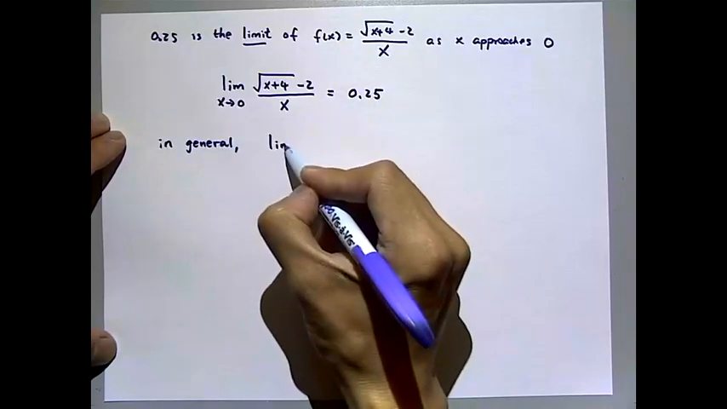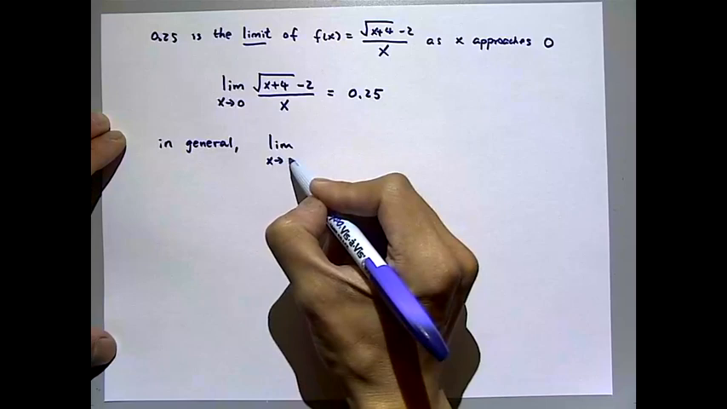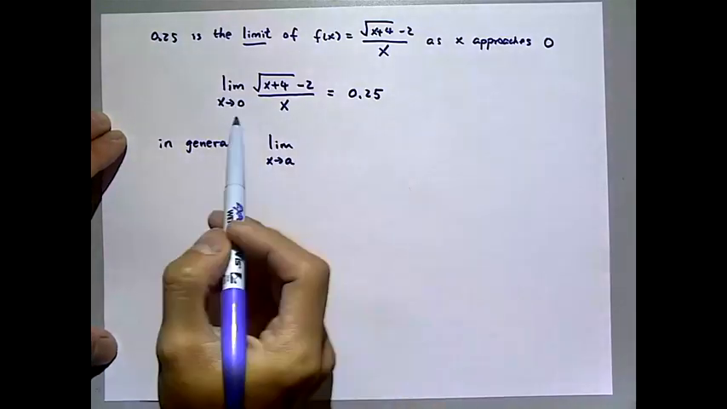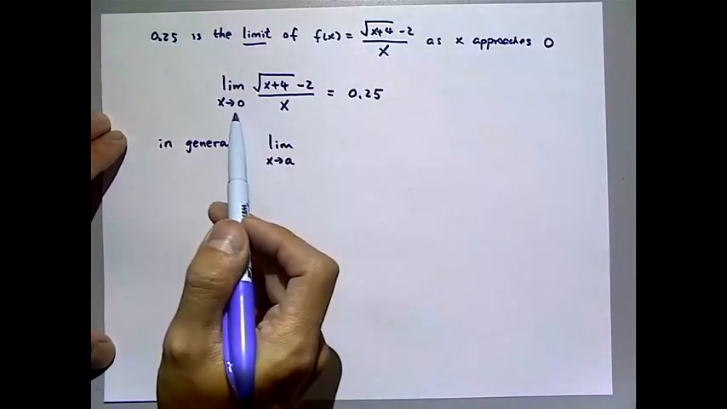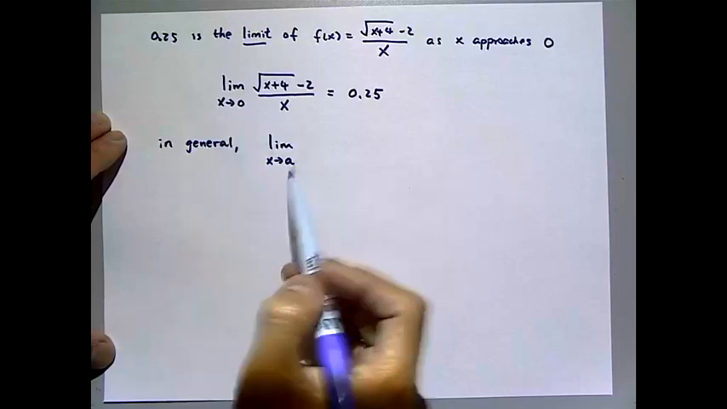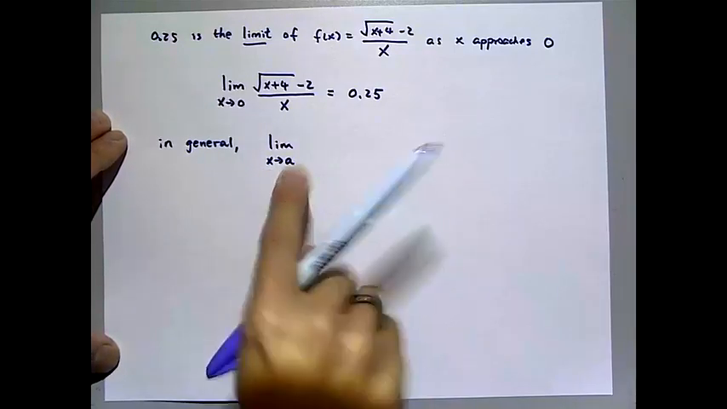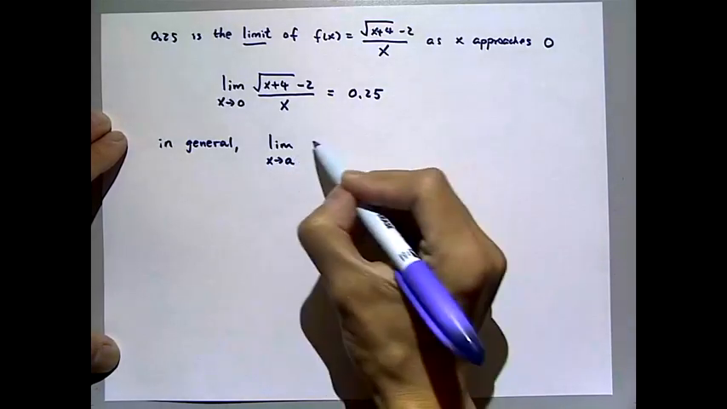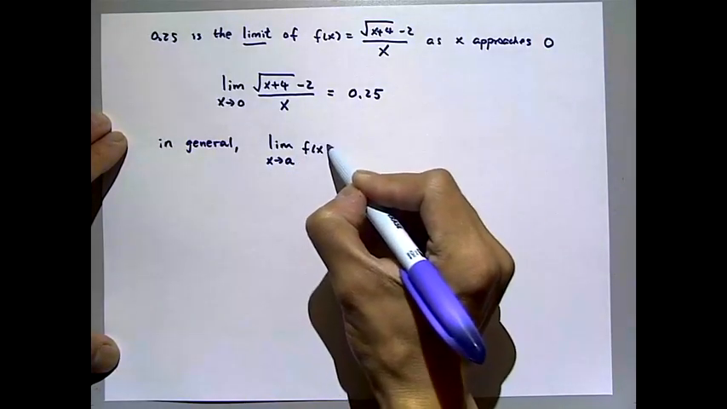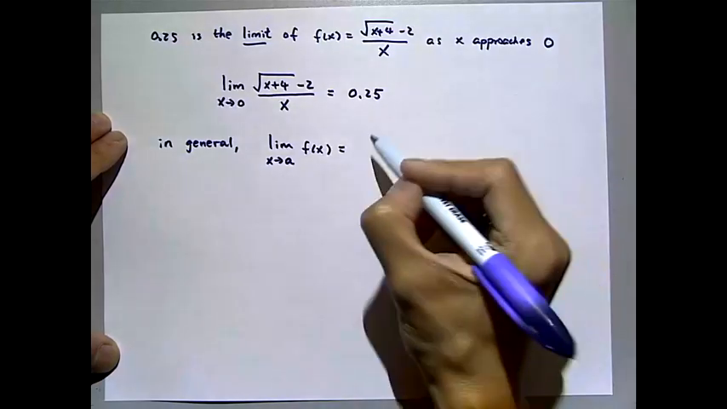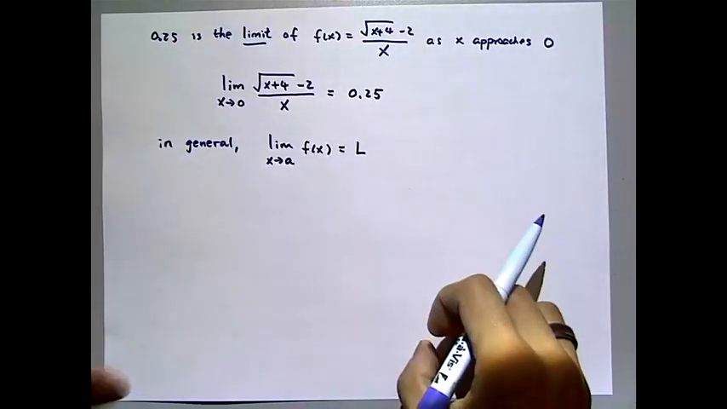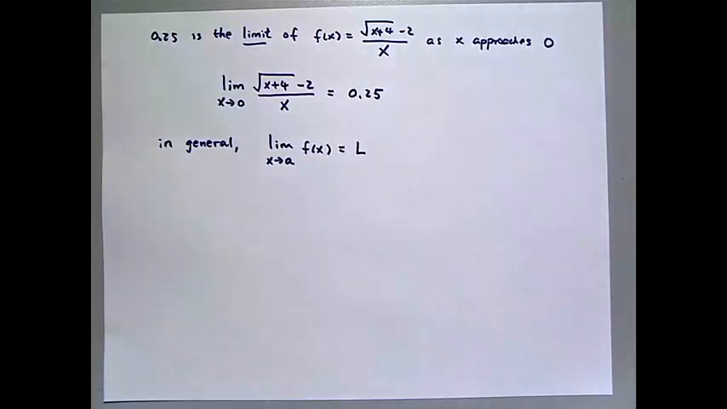In general, you would write x approaches some number a. 0 is just one particular value that x can go to. You can let it go to any value that you want it to go to. So x approaches a of whatever function you're looking at. And the right-hand side is the limit. We usually use L to denote that.